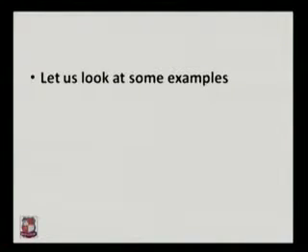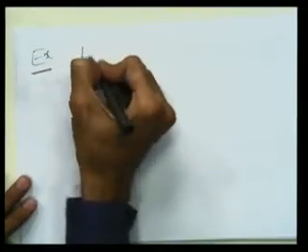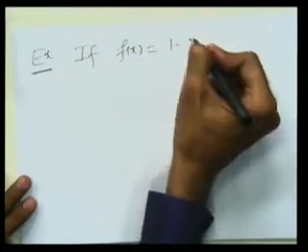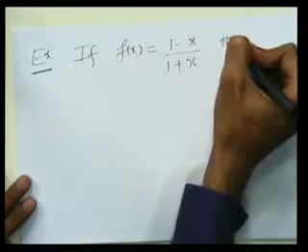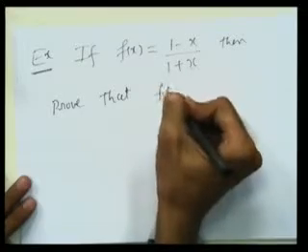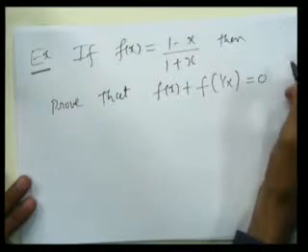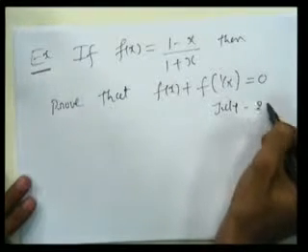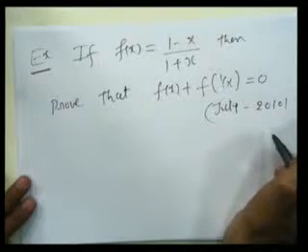The question is, if f of x is equal to 1 minus x upon 1 plus x, then prove that f of x plus f of 1 upon x is equal to 0. This example was asked in the exam July 2010.